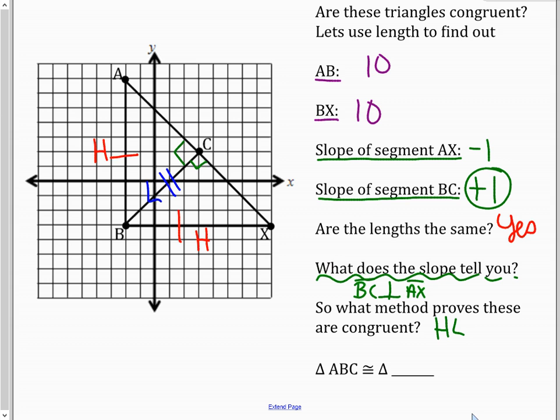And then let's make sure we match up the letters. A is going to be congruent to X. B is going to be congruent to B in both triangles. And C is going to be congruent to C in both triangles. So triangle ABC is congruent to triangle XBC. So we have one more to do.